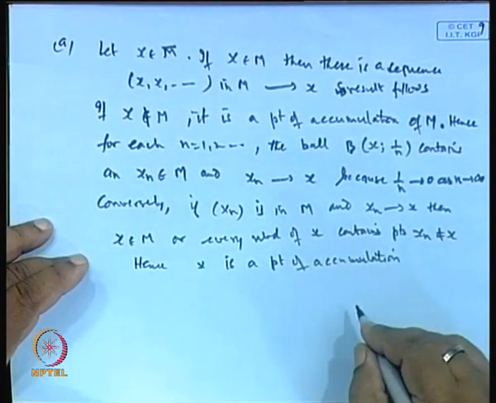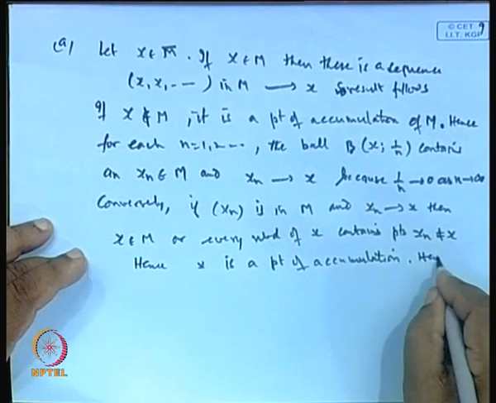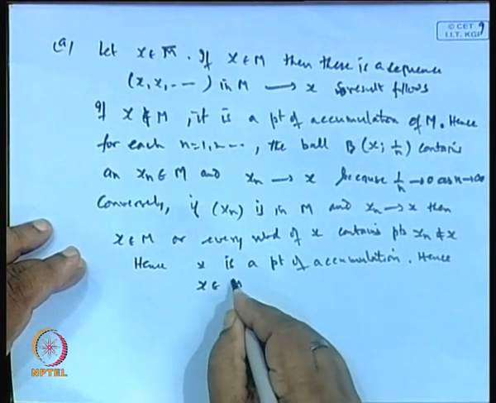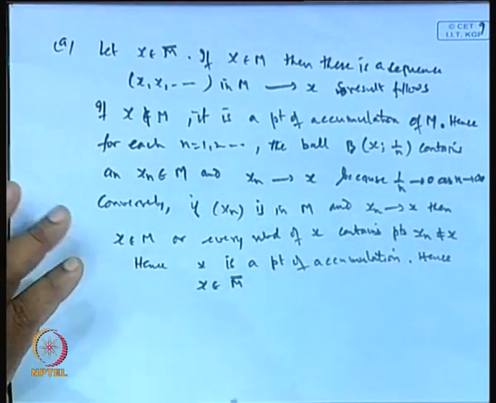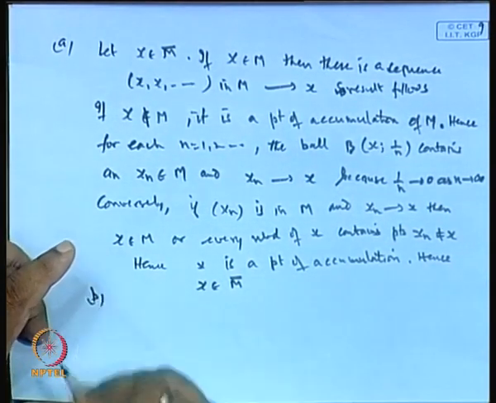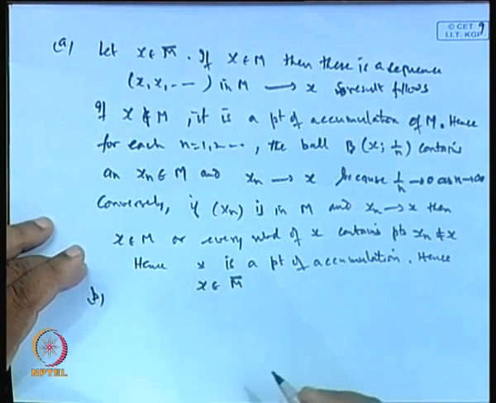So, it must be a point in M bar. Hence, x belongs to M closure, M bar by definition, closure of M. So, the proof for part B is very simple. It follows from part A.